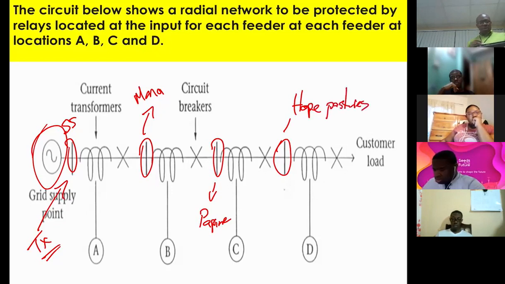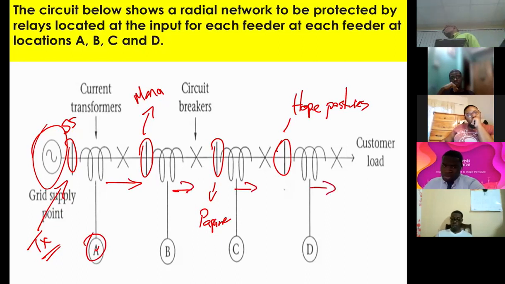So these are our load points. Right? And the relays here, all these relays are looking at what is happening down here. So A is looking down, B is looking down, etc. Or depending on who you want to consider, maybe looking up, but it's looking down. All right.